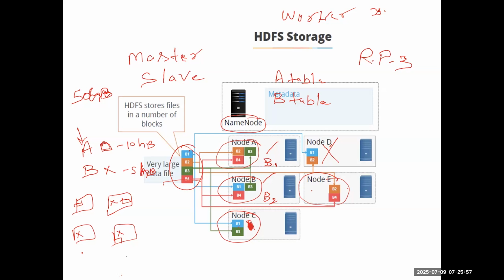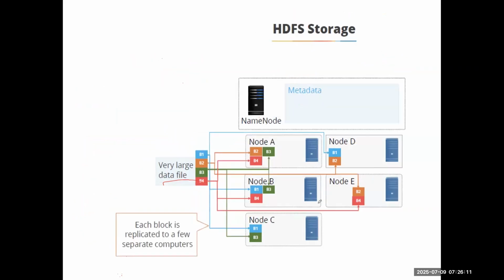You can keep B1 here because B1 is not here. So instead of keeping it here, the name node can remove it from here and keep B1 here. In this way it works. As I told you, each block is replicated to a few separate computers. It depends on your configuration, but generally the replication factor is 3. So in most places, at least in these slides, you will see that it is stored in 3 places.